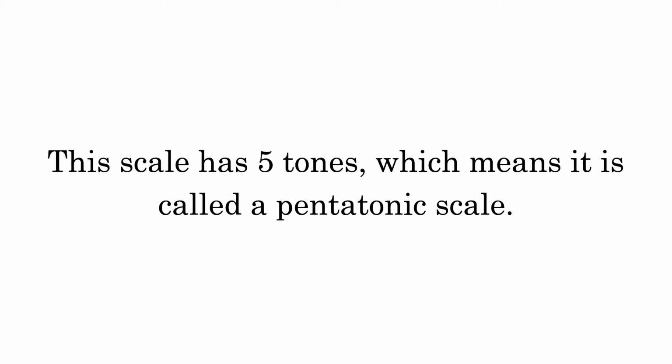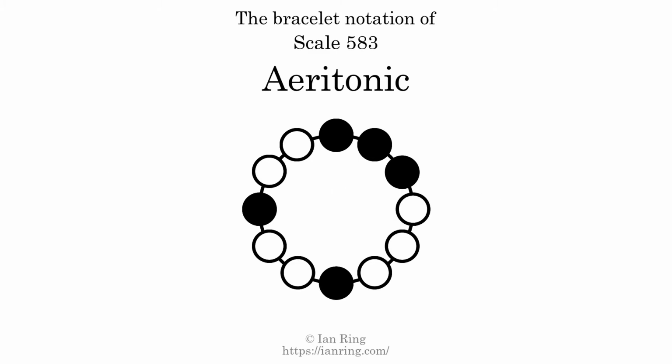This scale has 5 tones, which means it is called a pentatonic scale. This is a bracelet notation diagram of scale 583. The shaded circles represent tones that appear in the scale, and they are read clockwise, starting at the top.